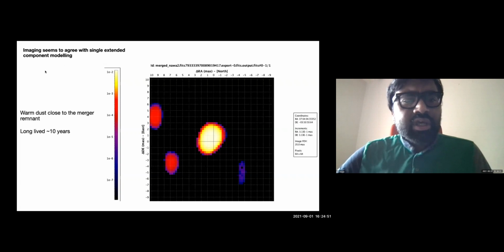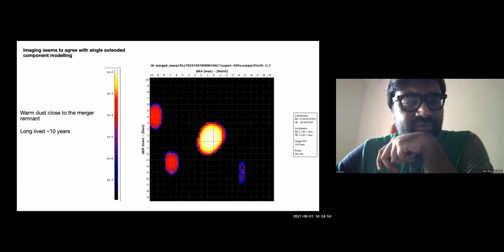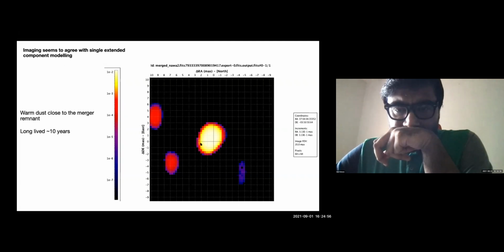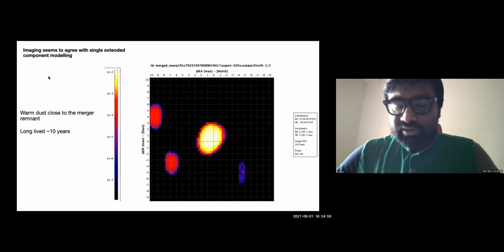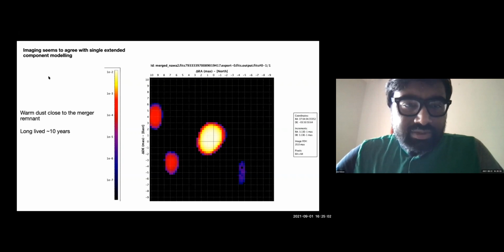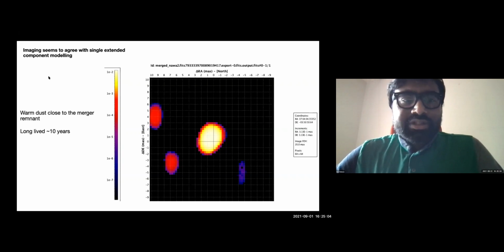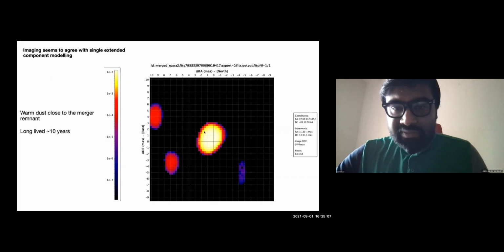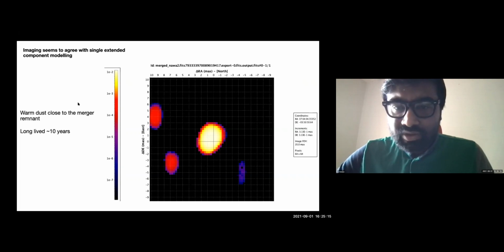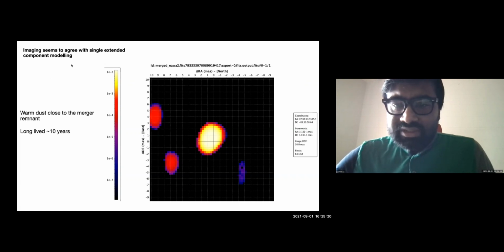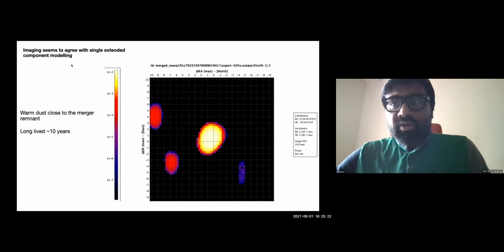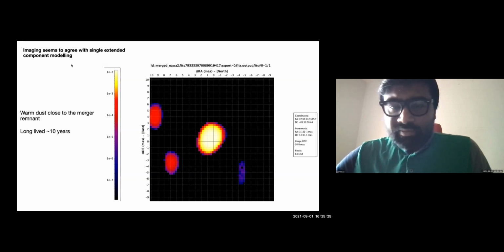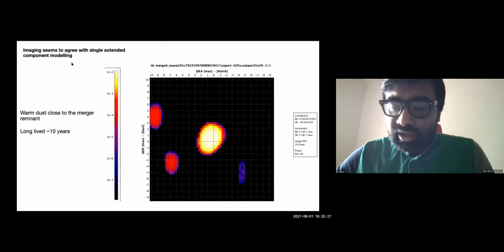This material is essentially the warm dust that's close to the merger remnant. And what's interesting is that, as I mentioned before, a dust-like structure was also seen back in 2014. So that means that we have this fairly stable disk-like feature that has persisted for almost a decade. So it's not a transient, and it's probably where the remaining angular momentum post-merger is stored.